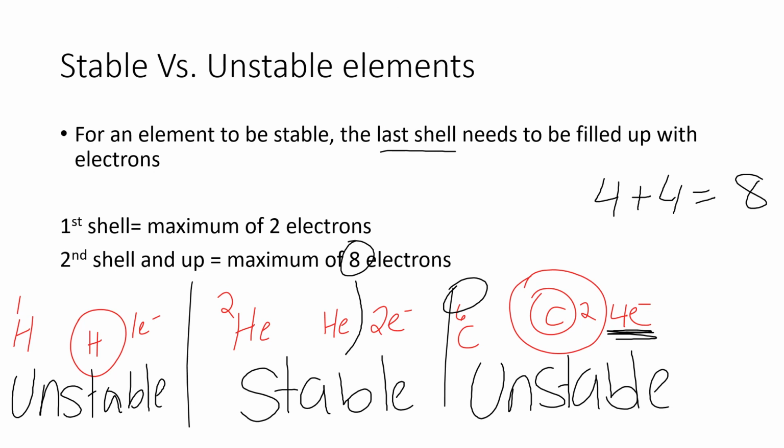meaning you will never find carbon on its own in nature. It would always be bound to another element. It could be bound to another carbon, it could be bound to a hydrogen, an oxygen, a nitrogen. Same thing with hydrogen. You will never find hydrogen on its own in nature. You'll always find it attached to another element.